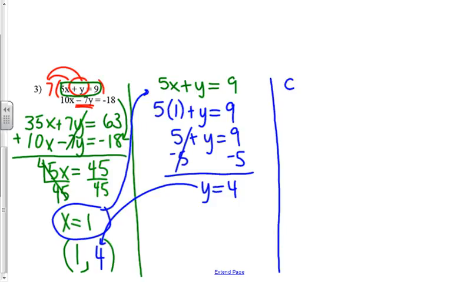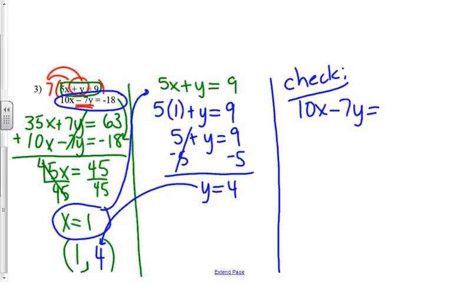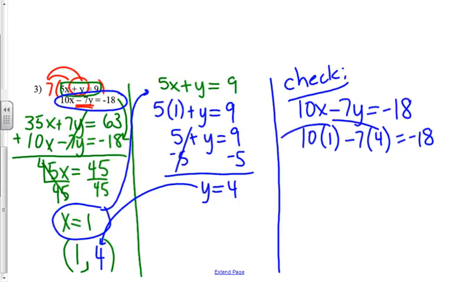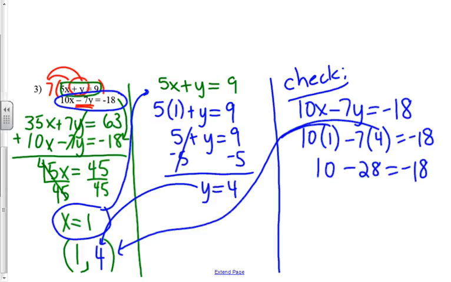Now, just to check our work and make sure we have the right answer, you always want to check these. We're going to substitute into this second equation here. So we have 10x minus 7y equals -18. So I'm going to have 10 times 1 minus 7 times 4 equals -18. I'm taking those values, this 1 and this 4, from right here, from our answer. Okay? So we have 10 minus 28 equals -18. -18 equals -18. And there we go. Check. Your answer is done.